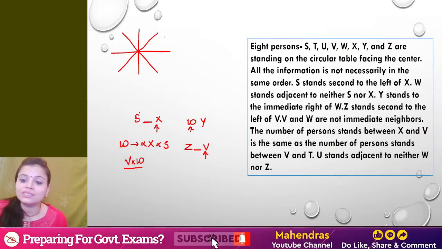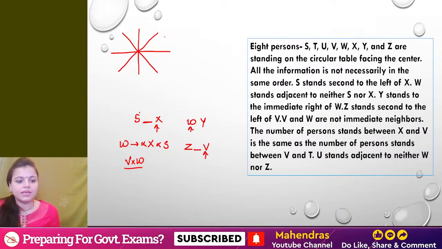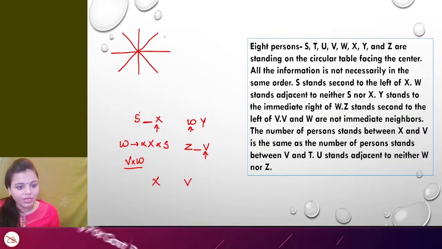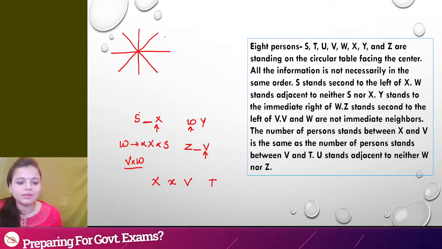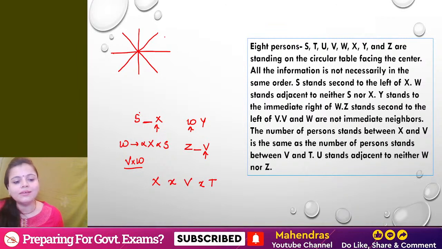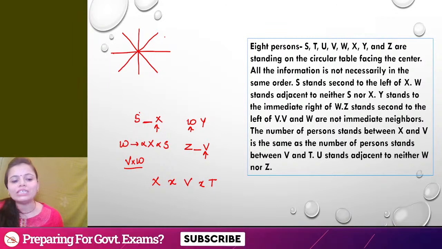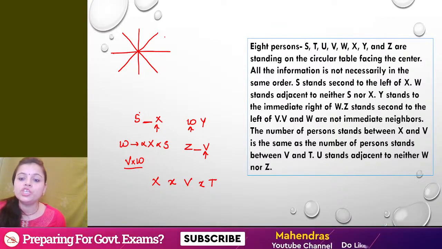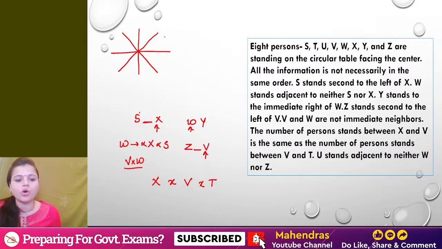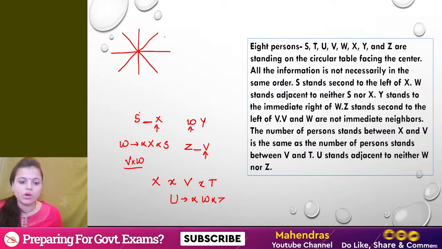The number of persons between X and V is the same as the number of persons between V and T. That means you can say that V is exactly between X and T. Next, U stands adjacent to neither W nor Z.